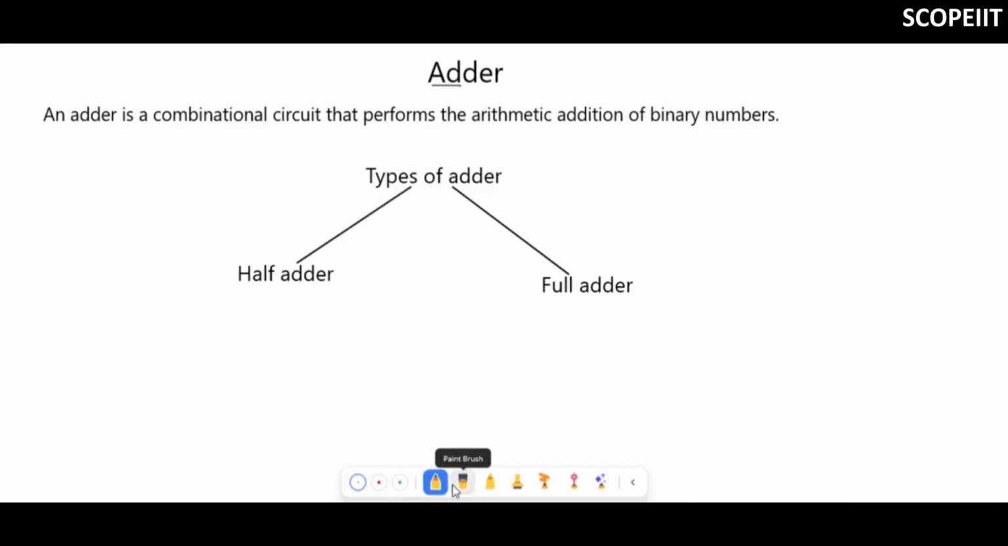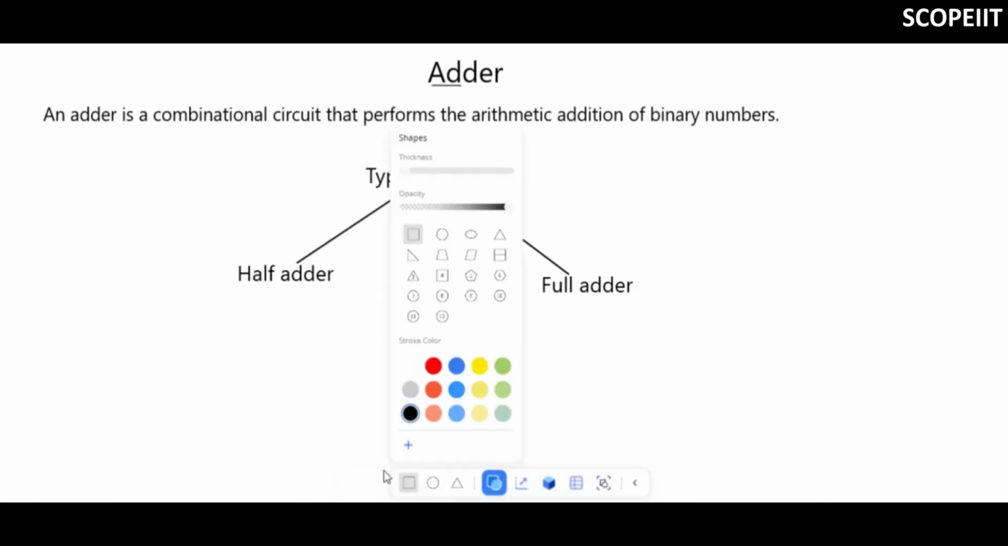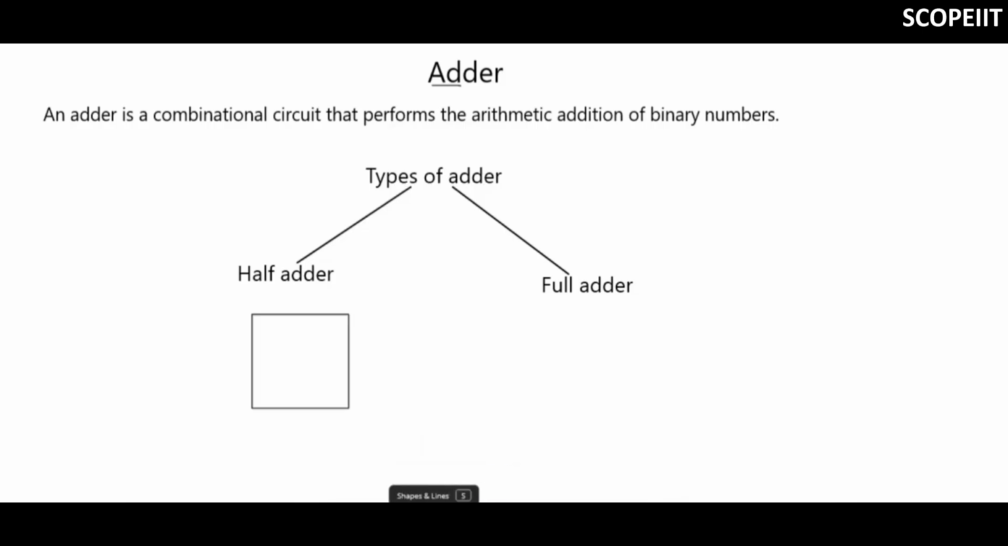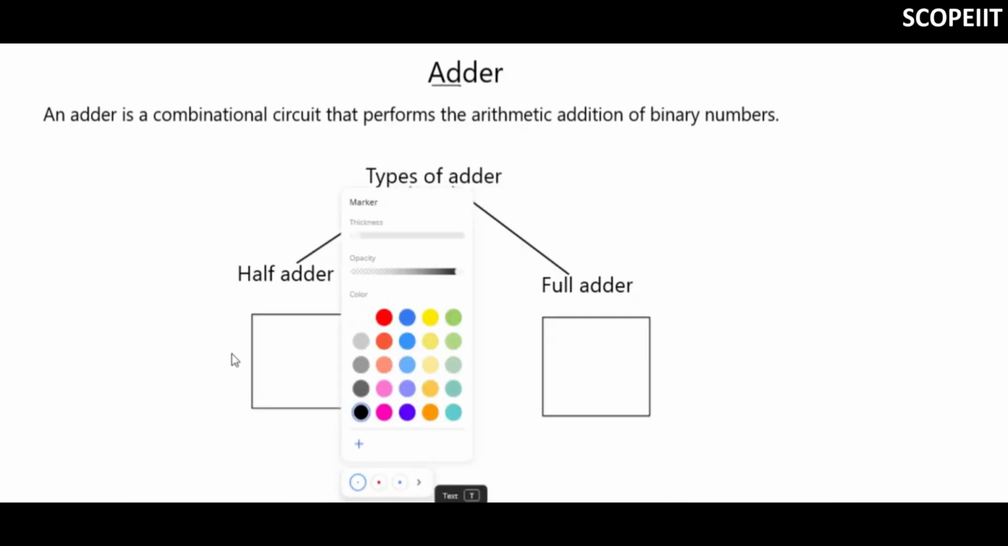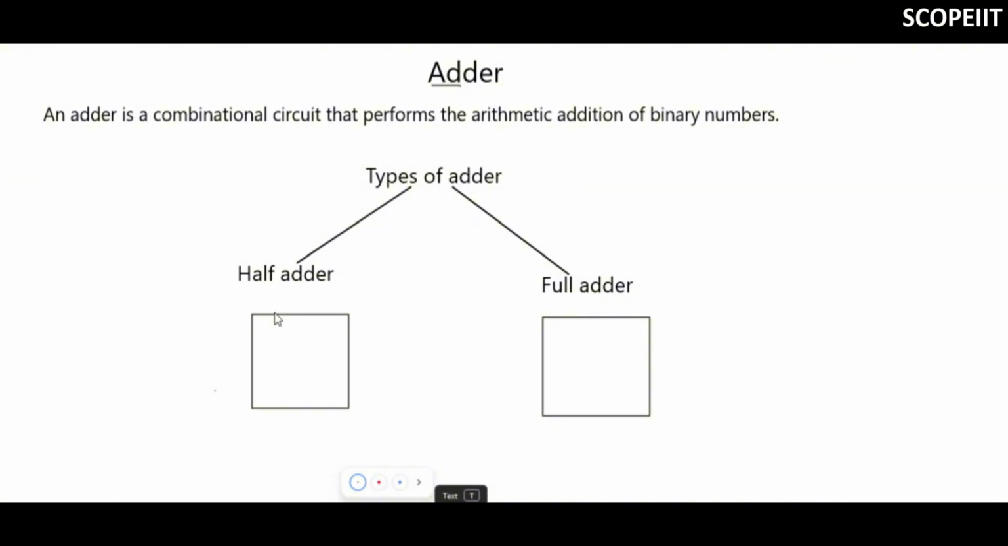Now what do you mean by half adder? I'll explain with one block diagram. Half adder means it will have only two inputs. The adder which takes only two inputs, for example A and B. This half adder takes only two inputs, and as it is add, what will be the output? One output will be sum, because it will give you the total, and another output will be carry.